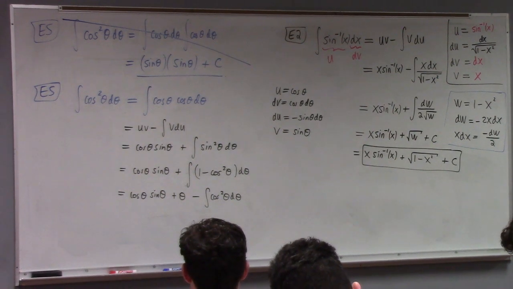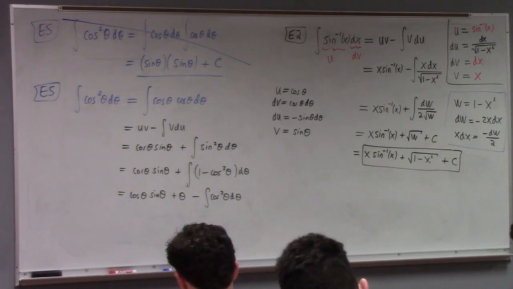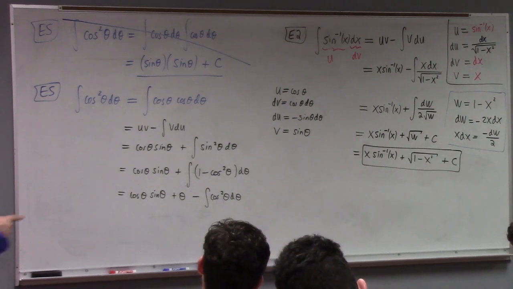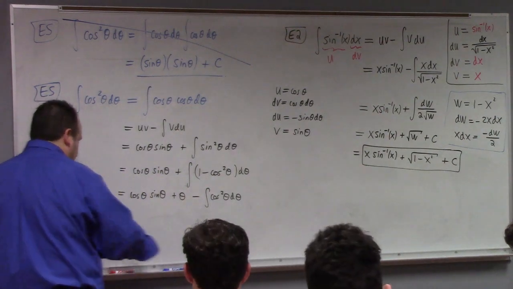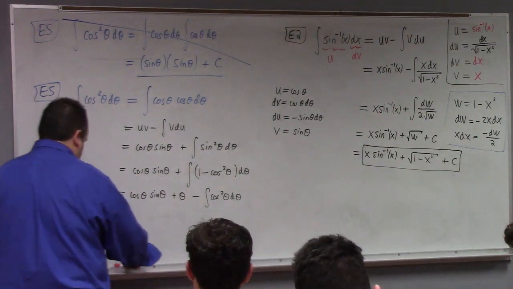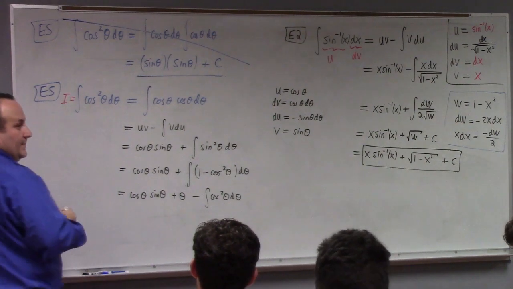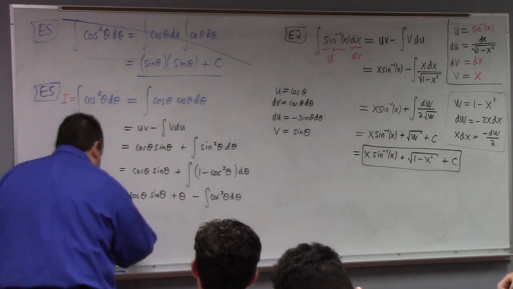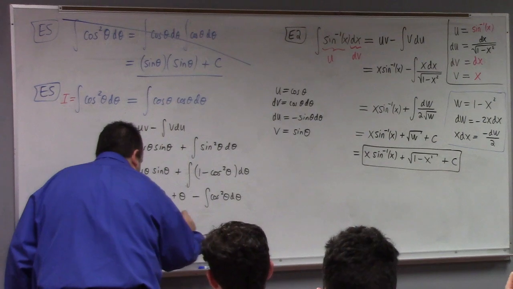Oh man, we just come back to where we started again, right? But why is this a good thing? Because we didn't actually just come back to where we started, did we? It's not quite the same, is it? Notice something different? Minus. Right? So if you look at it from a different perspective, we're trying to find this integral, call that I. What we found is that this I is equal to cosine theta sine theta plus theta minus I.